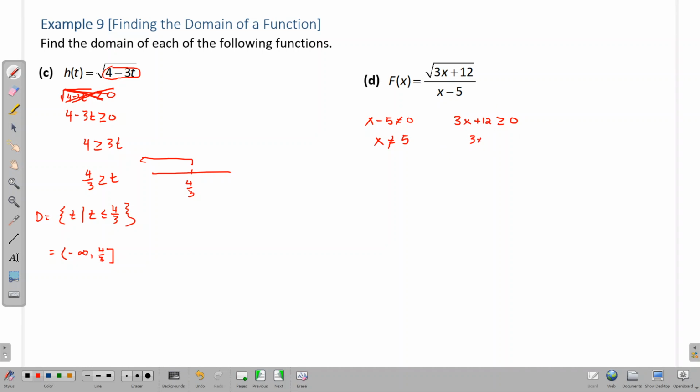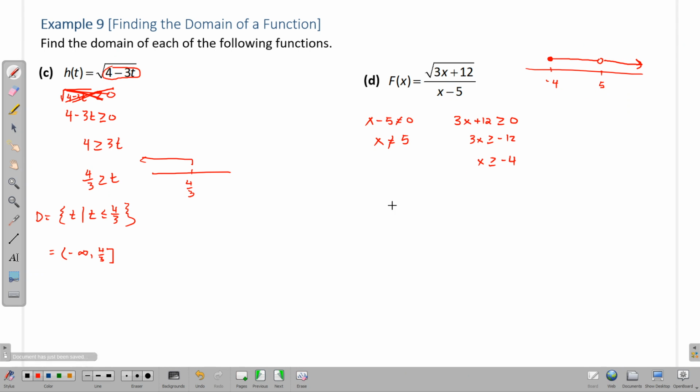So we've got 3x greater than or equal to -12, divide by the 3. x has to be greater than or equal to -4. So if we think of this as a number line, we've got -4 here, we've got 5 here. So it's saying it can be -4, or anything greater than -4, except it can't be 5. 5 has to get thrown out. So graphed as a number line, it would look like this.